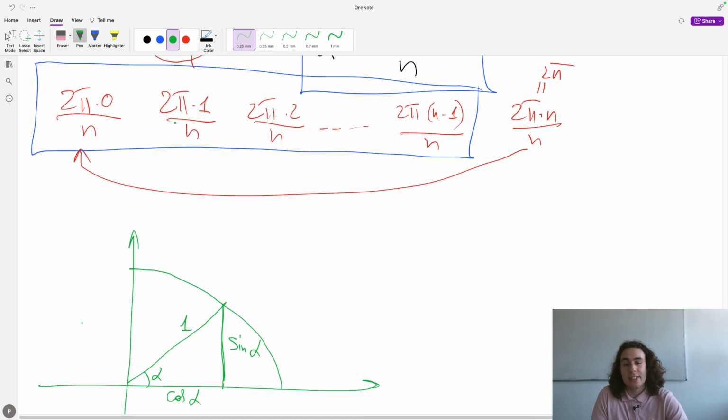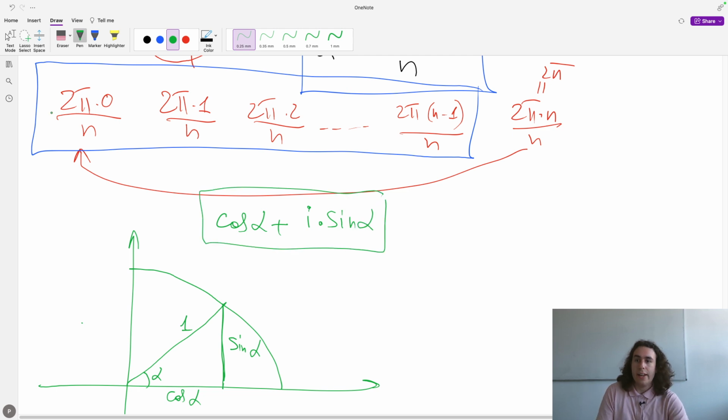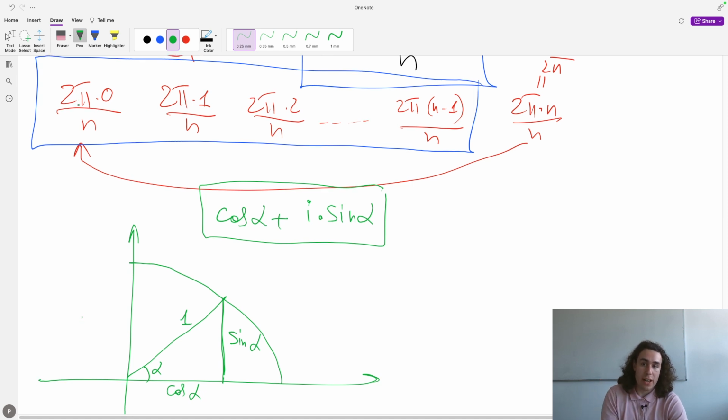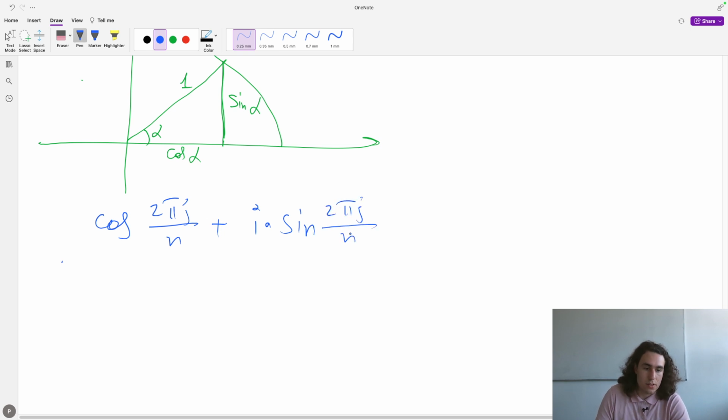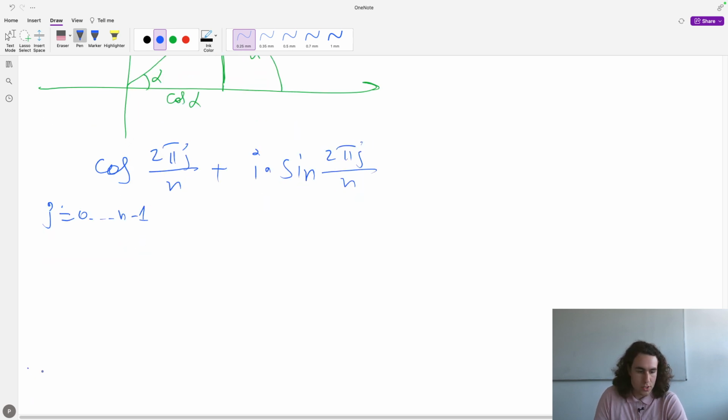So if we're interested in a value on a unit circle with some specific angle alpha, it's just cosine of alpha plus i times sine of alpha. And given that the angles we're interested in are of the form 2 pi j over n, the values we're interested in are cosine of 2 pi j over n plus i times sine of 2 pi j over n, for all possible values of j from 0 to n minus 1. Great.